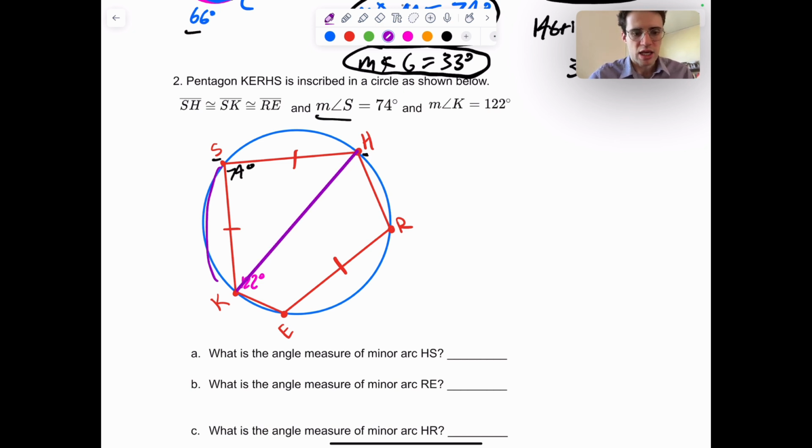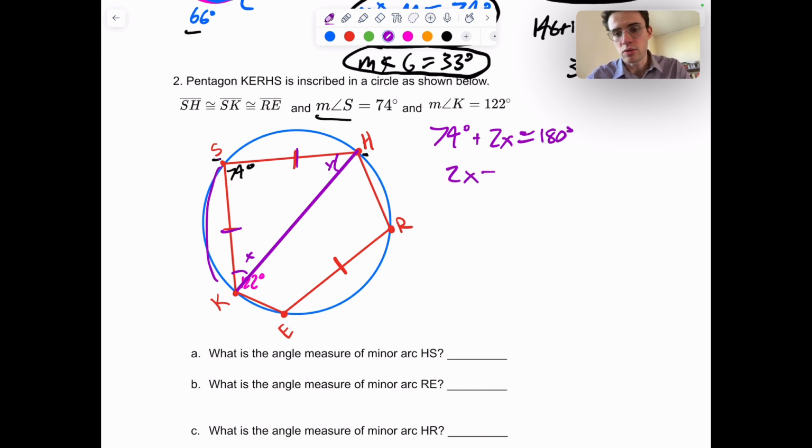So triangle HSK, it is not going to have 122 degrees in it, right? It's cutting that into a fragment. But because we have these two sides are the same, so SK and SH are congruent, that means that it's an isosceles triangle. The opposite angles will also be congruent. Angle SHK is the same as angle SKH. Now that helps us because we know the angles in a triangle add up to 180. So if we have 74 degrees plus 2 times, let's call this x, 2 times x, that will give us 180 degrees. Subtract 74 from both sides, and we get that 2x is equal to 106 degrees, which means that x is half of that, 53 degrees. So we've got 53 degrees here and 53 degrees here.